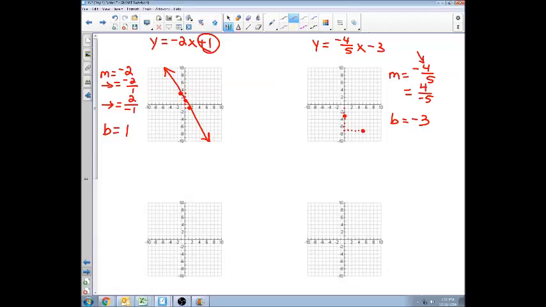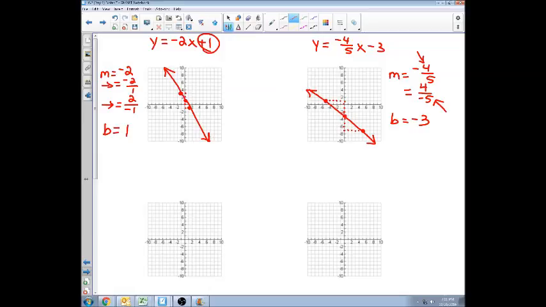Make my point. My next slope tells me I'll start at my y-intercept, go up 4, 1, 2, 3, 4, and I'll go left 5, 1, 2, 3, 4, 5. I'm going to connect those points. And notice, when I have a negative slope, it's going to go down from left to right, just like these two graphs have done. Okay?